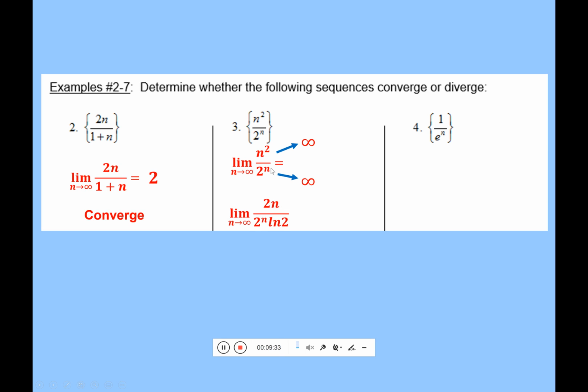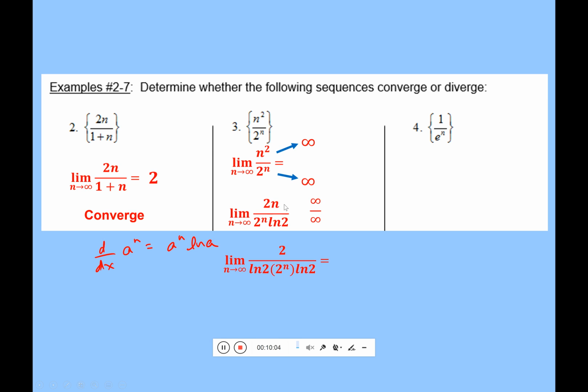Now remember the rule for 2 to the n, the derivative. I should probably move this over, shouldn't I? The derivative of a to the n is itself times the natural log of a. So the derivative of 2 to the n is 2 to the n times natural log of 2. Okay, so now when we substitute, don't we still have infinity over infinity? Well, the good thing about L'Hopital's rule is you can do it again, right?